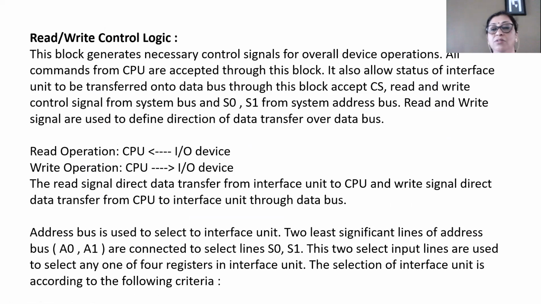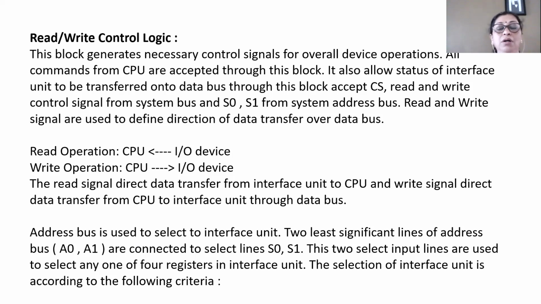So when this chip select signal is enabled, at that time a particular interface will be selected by the central processing unit. This signal is going to indicate whether that interface unit is selected by the central processing unit or not.